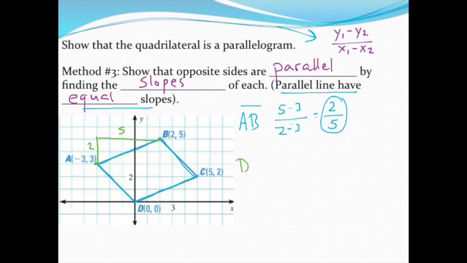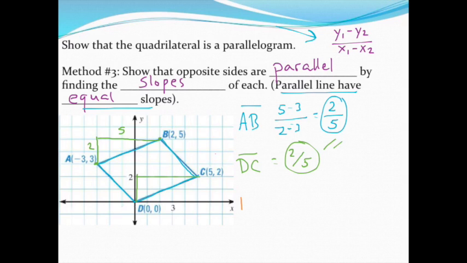So let's go ahead and find segment DC. I want to show that they have the same slope, and again I can count my rise over my run and see that that's up 2 and over 5. So those two segments have the same slope, meaning those two segments are parallel to each other. It's not enough just to show that, though. You have to show all four sides, and both pairs have the same slope.